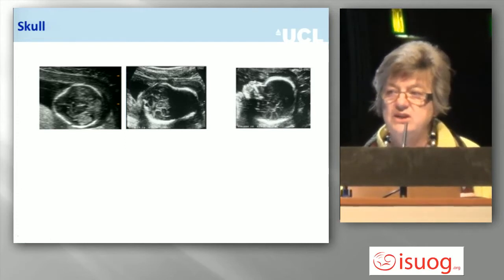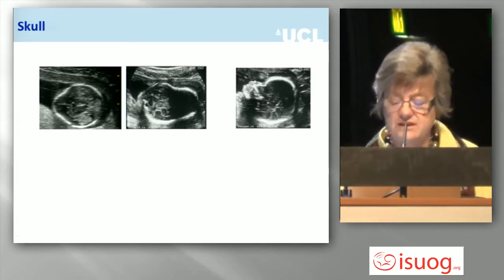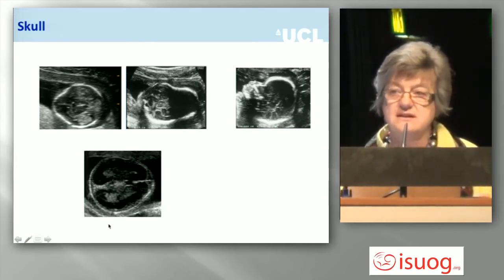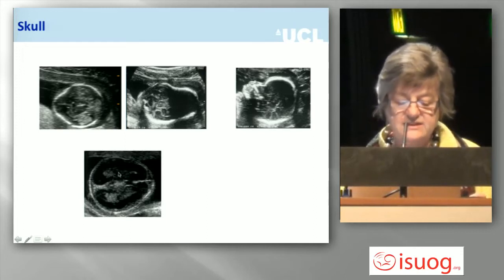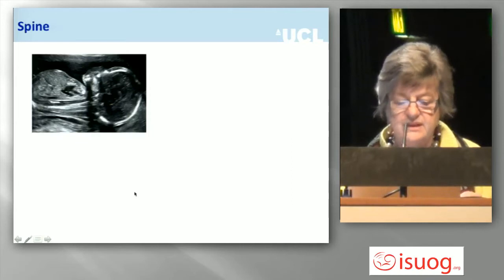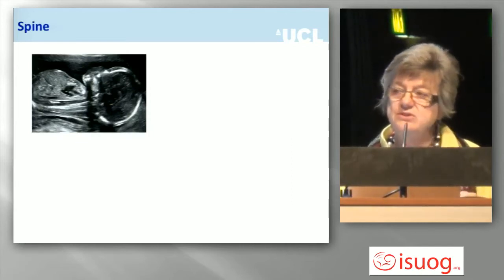The profile is a very useful clue, either looking for frontal bossing or for micrognathia. And the degree of mineralization. Is a good acoustic shadow cast by the skull, or is it not? Can you see the intracranial anatomy more clearly than you would expect to? The spine too can give you good clues.